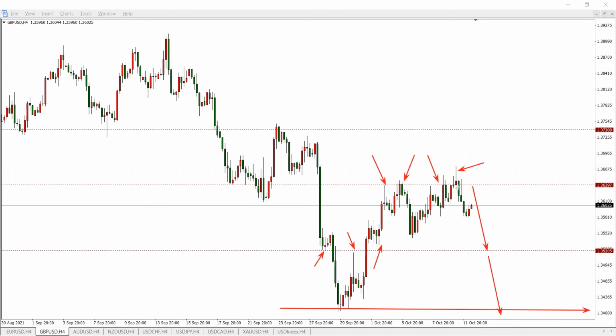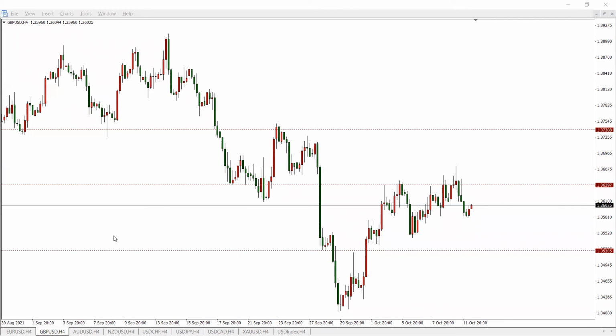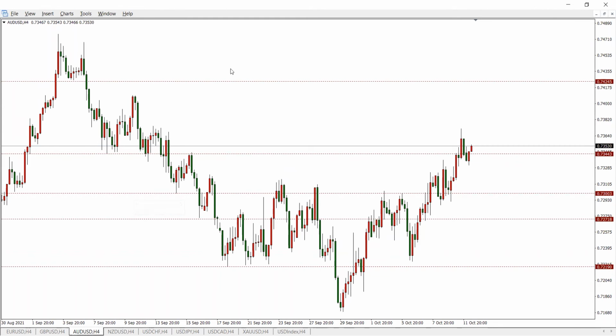Well, if you got in at this point, then of course you should be able to tidy up your trade now. So this is a good one for those that might be in it. Just make sure you manage it appropriately, because trade management is also something that is very, very important and traders tend to overlook. Here is the Aussie.